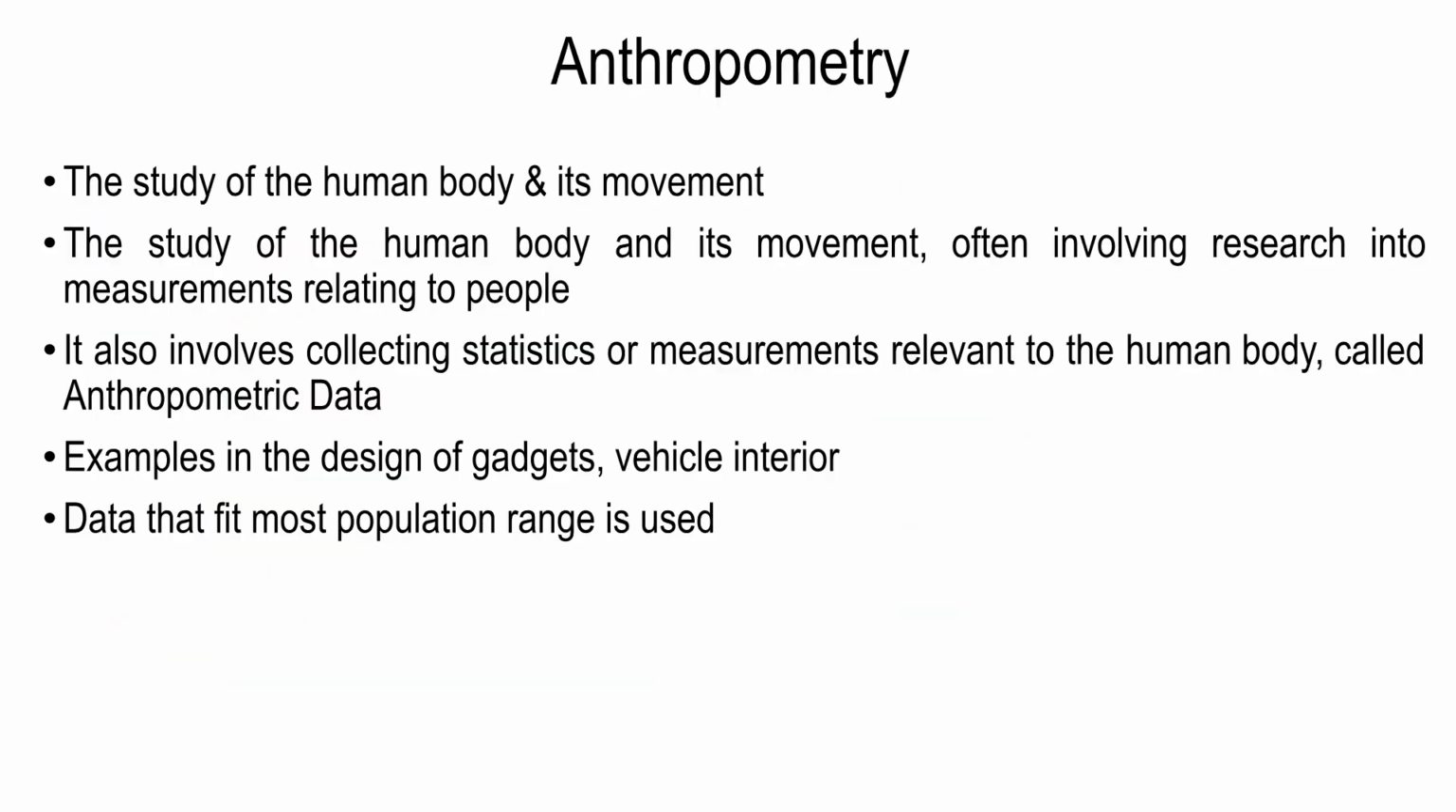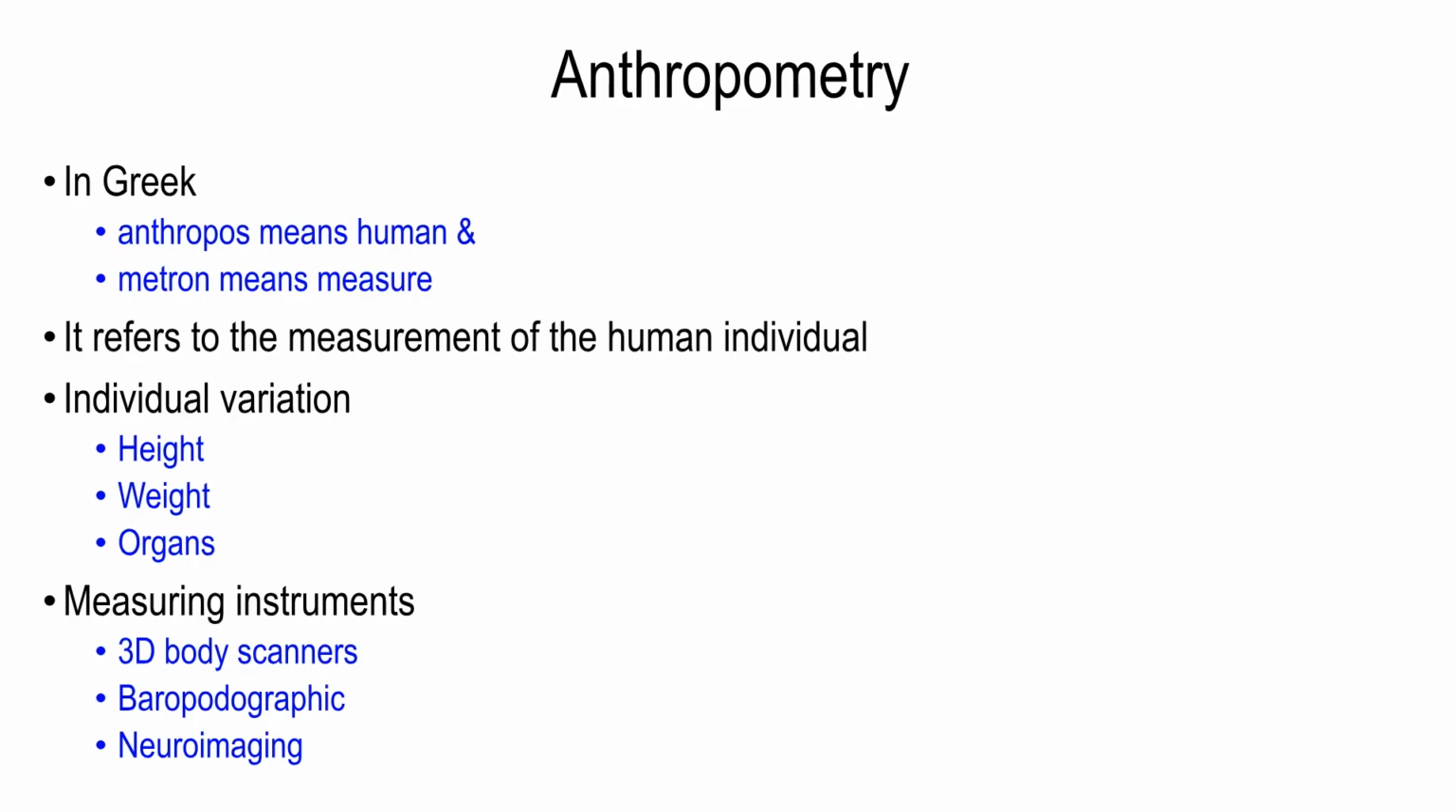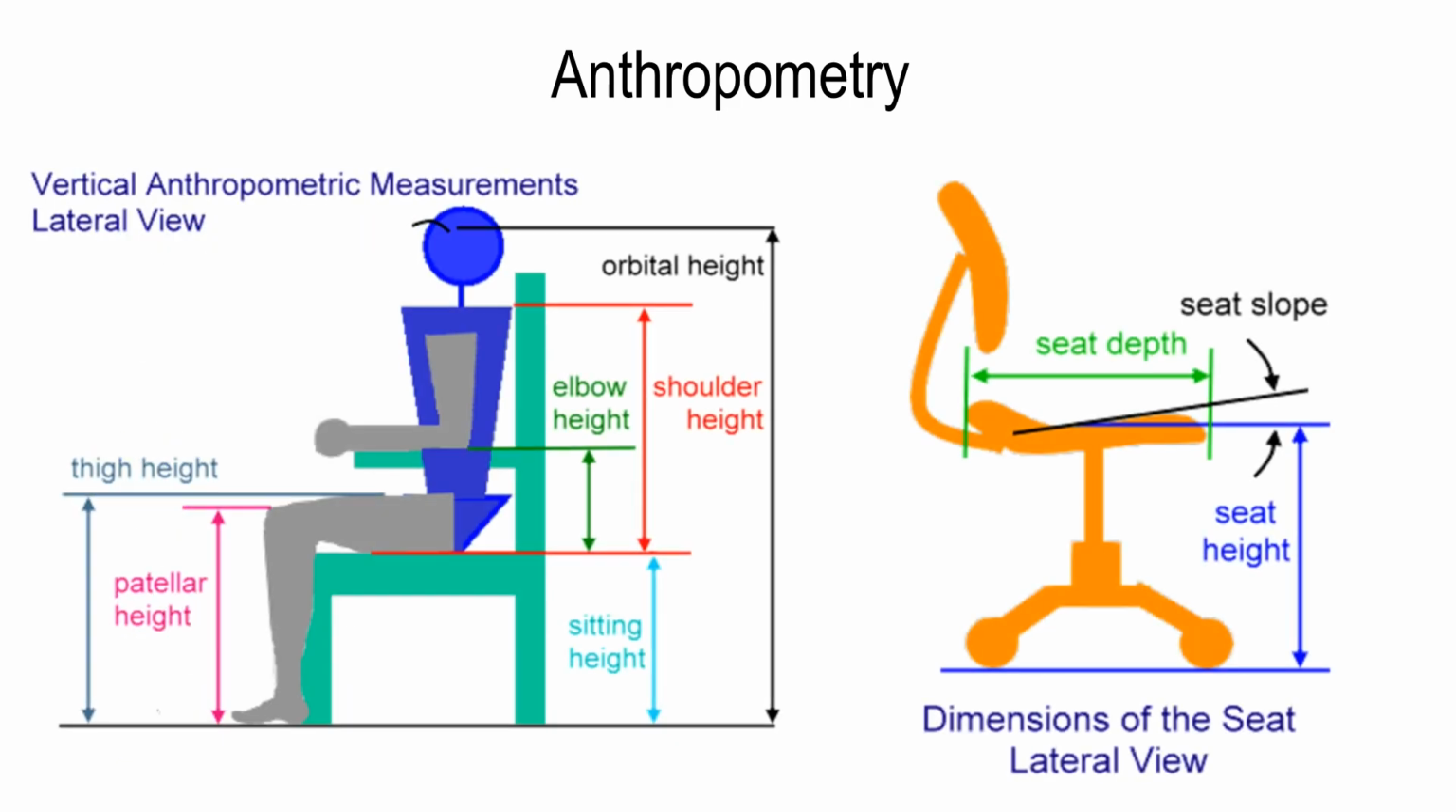Anthropometry is the study of the human body and its movement. It involves collecting measurements, known as anthropometric data, often used in design for most population ranges. The term anthropometry comes from Greek, anthropos meaning human, and metron meaning measure. It assesses individual variations like height, weight, and organ size using instruments like 3D body scanners and neuroimaging.